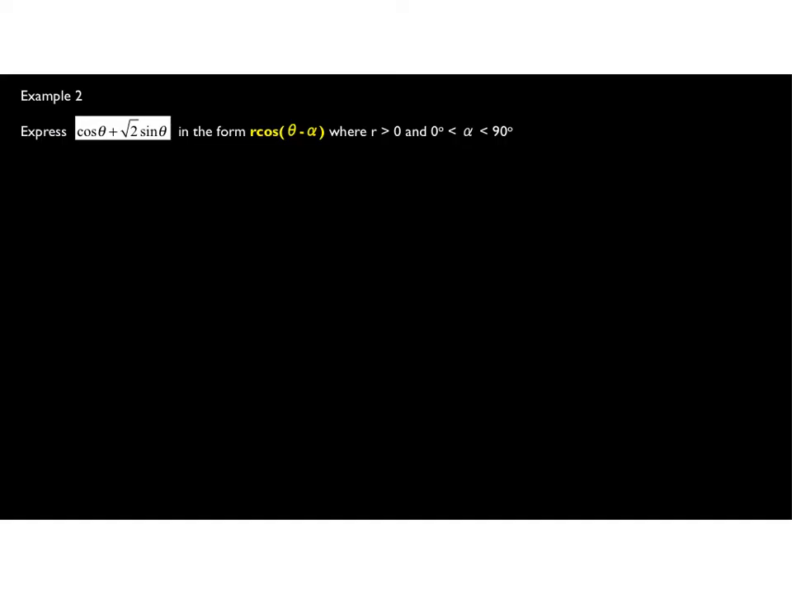Let's take a look at another example. We're going to express cos theta plus root 2 sine theta in the form r cos of theta minus alpha. And we've got some conditions here on r and on alpha, and this time we're working in degrees.